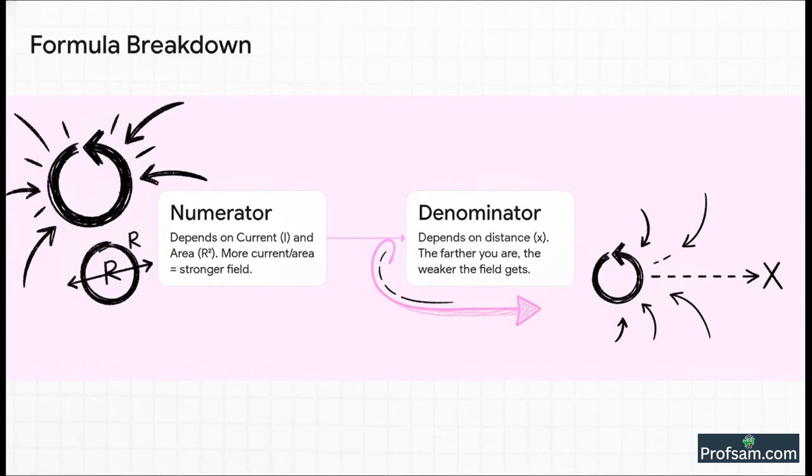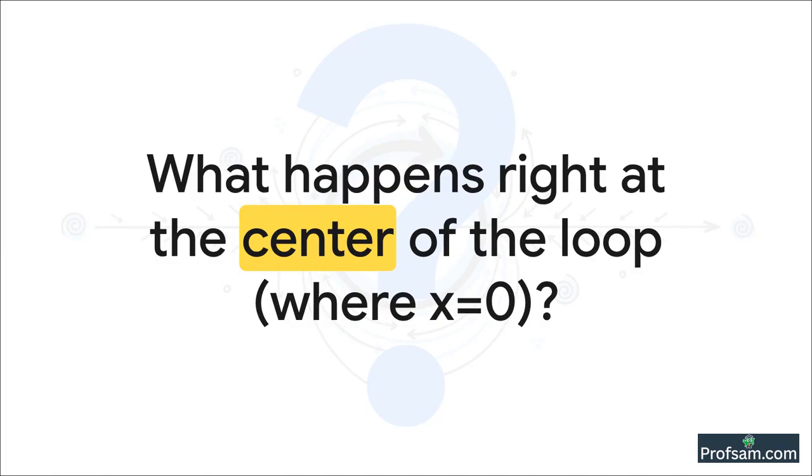Now look at the bottom, the denominator. It tells you that as you move farther away from the loop, as x gets bigger, the field gets weaker. And it gets weaker quite fast. Make sense now? Okay, now for a very, very important special case. This is a favorite question in exams, so listen carefully.